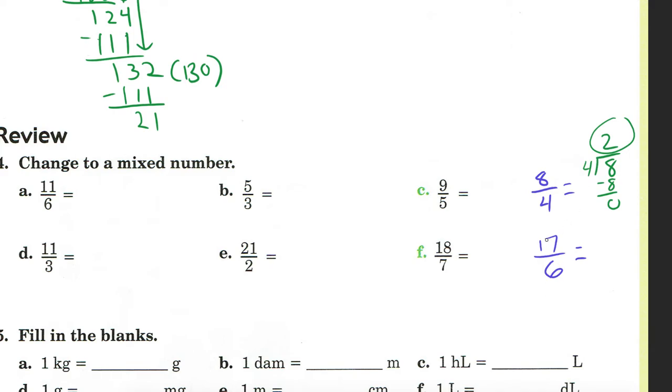Now let's do this one. 17 over 6, improper fraction. Change it to a mixed number. 6 goes into 17 2 times. 2 times 6 is 12. Minus that, remainder 5. So 5 is our numerator. What's our denominator? It's this denominator here. So 2 and 5/6. All right.